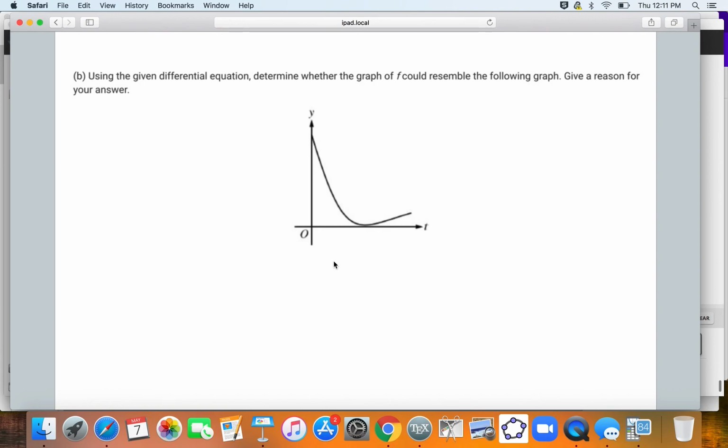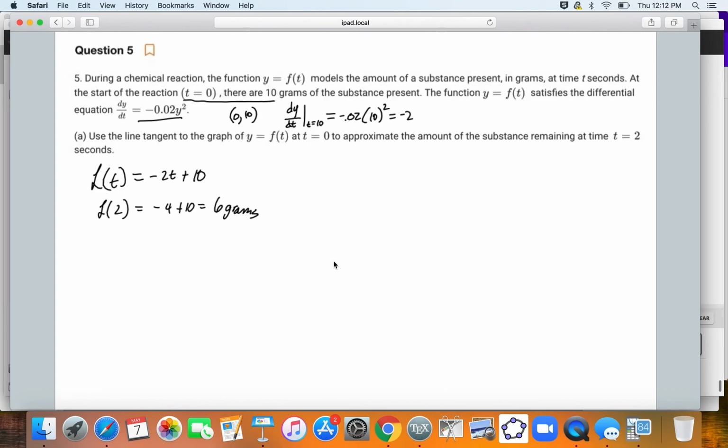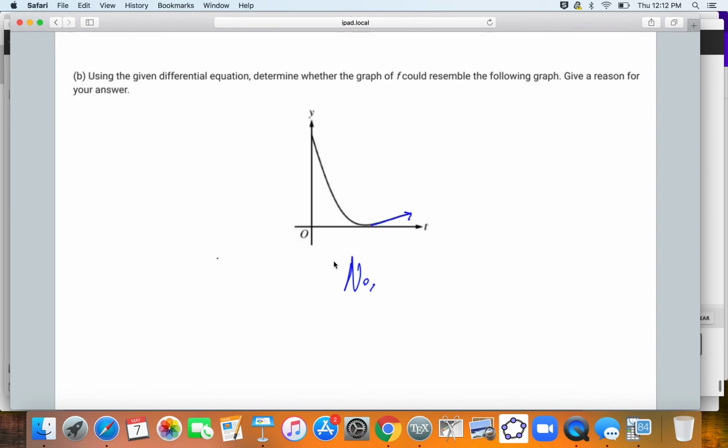Part B, using the given differential equation, determine whether the graph of f could resemble the following graph and give a reason for your answer. And the answer is no. And the reason is this graph increases on part of its domain, but our differential equation tells us that it has a constant negative slope, right? And if the derivative is negative, the function has to be decreasing.